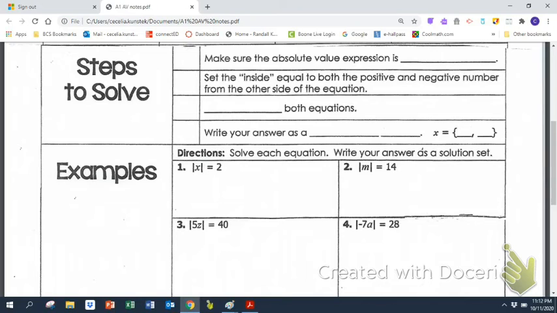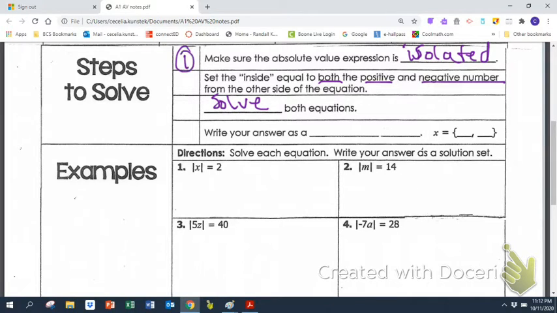Okay, in this next part of the video, we're going to talk about the steps to solve. So you want to make sure that the absolute value expression is isolated, meaning we have done all the steps to get that by itself on one side. Then we're going to set the inside equal to both the positive and the negative number from the other side of the equation. And then we're going to solve both equations.